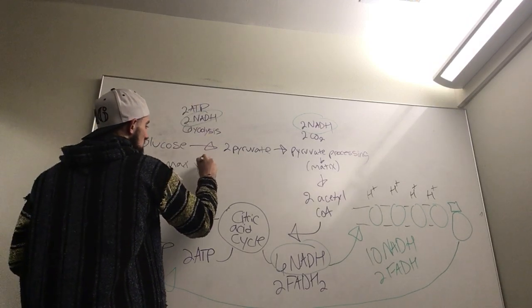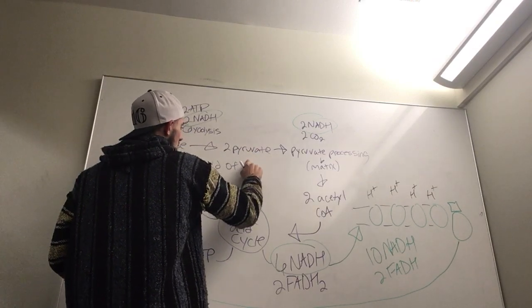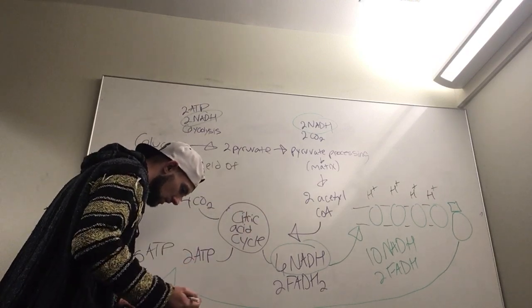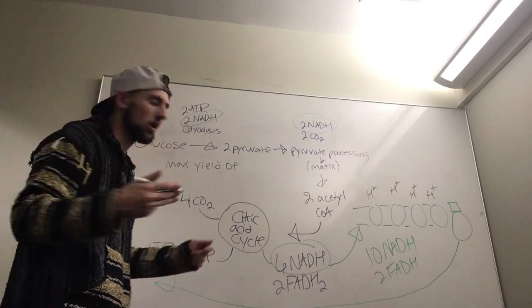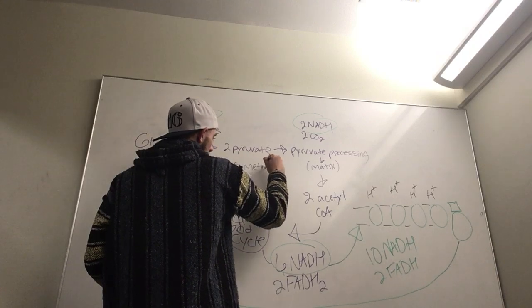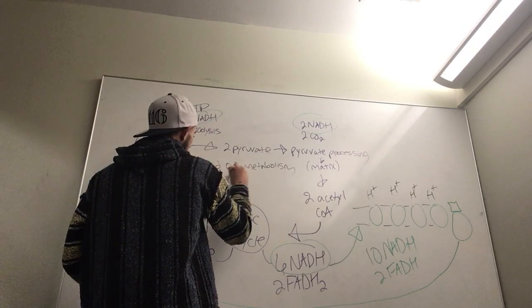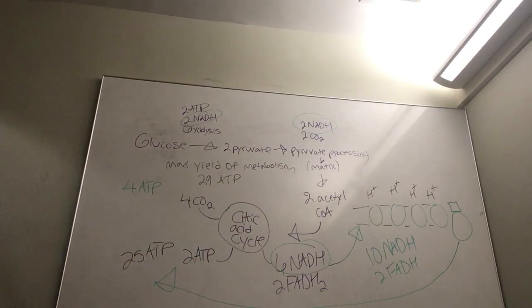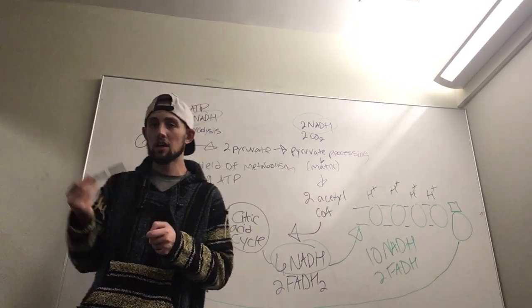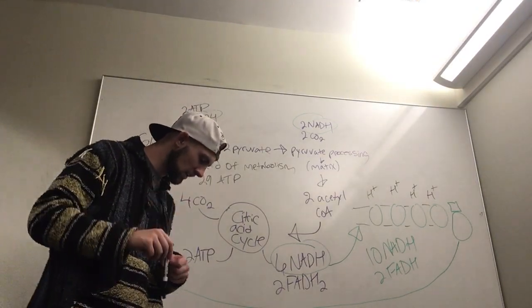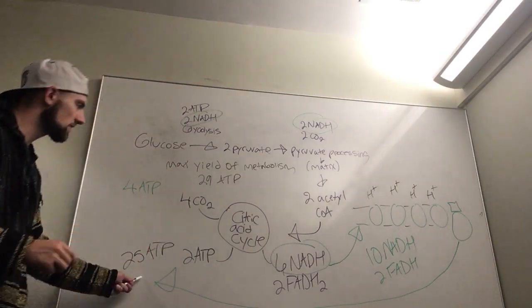So the max yield, I'm going to write this down right here. Max yield of cellular respiration, just metabolism, is 29 ATP. Okay, 29 ATP. And according to Dini, that's 64% of the energy in glucose potentially, and that's a pretty efficient process. 25 ATP is a crap ton.